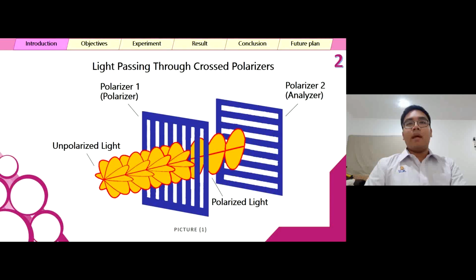It can be seen that when the unpolarized light passes through the first polaroid, or I will call it polarizer, the light will become the polarized light. If you want to check that, is it polarized light? It can be done by using another polaroid, I will call it analyzer, to block it by the vertical orientation. If no light will pass, so that is polarized light.